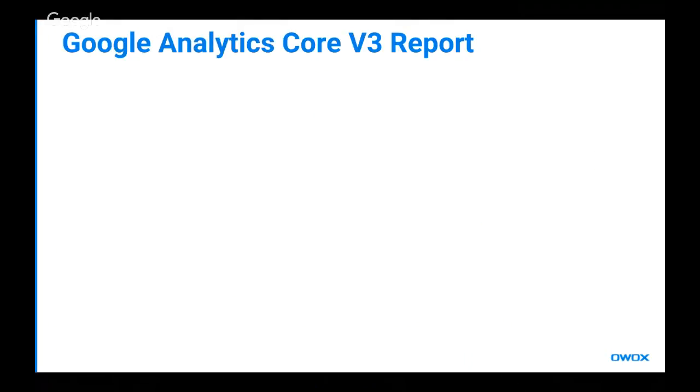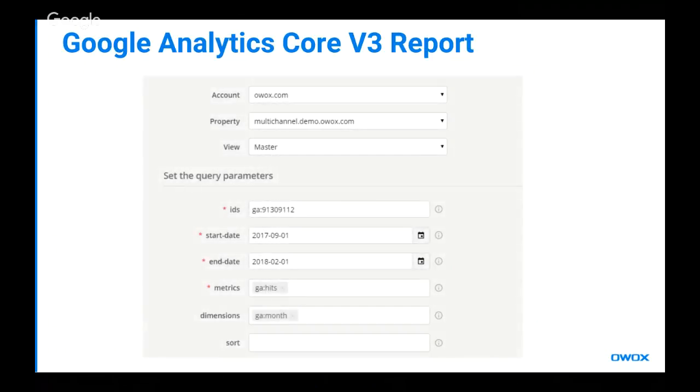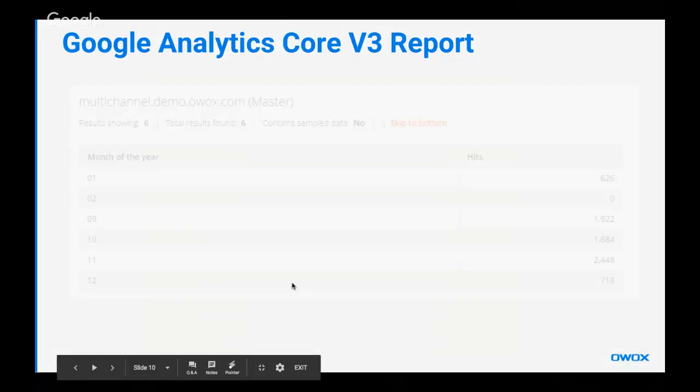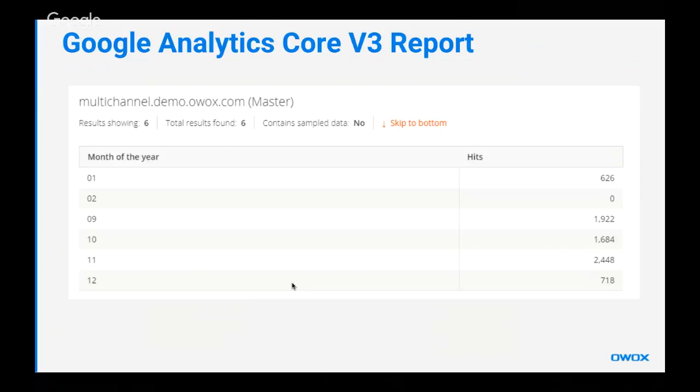Another way you can track the number of hits you currently have is to use the Google Analytics Core V3 report. That's how it looks. And what should you do? You should specify the metric as hits again and the dimension as months. As a result, you get the number of hits split by months.